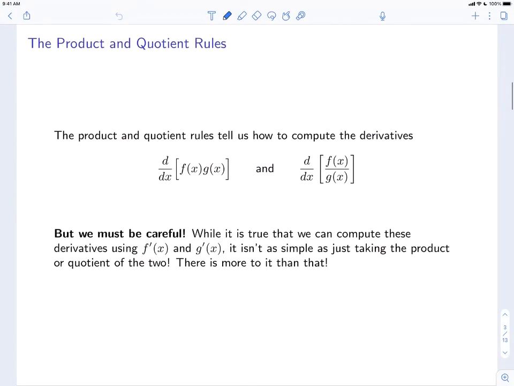The product and quotient rules do tell us how to compute the derivatives of the product and the quotient. And they will tell us how to do that by making use of the derivative of f and the derivative of g. But it isn't as simple as just taking the product of the two derivatives or the quotient of the two derivatives. There's more to it than that.